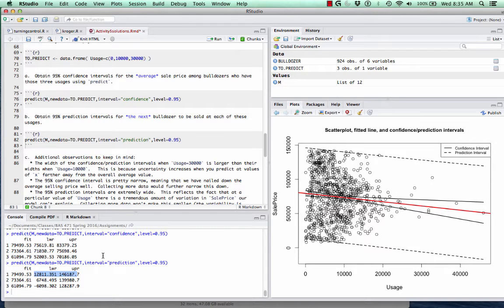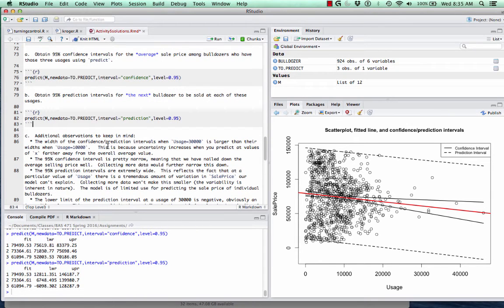But there's nothing I can do. That's just the nature of the variability in sale price at any particular value of usage. That's just the way the world works in this case. I've done my best with the regression model to make predictions, and there's not much else that I can do here.